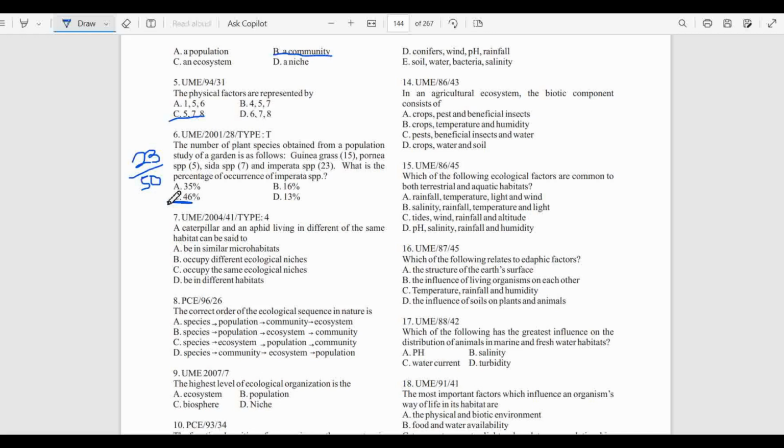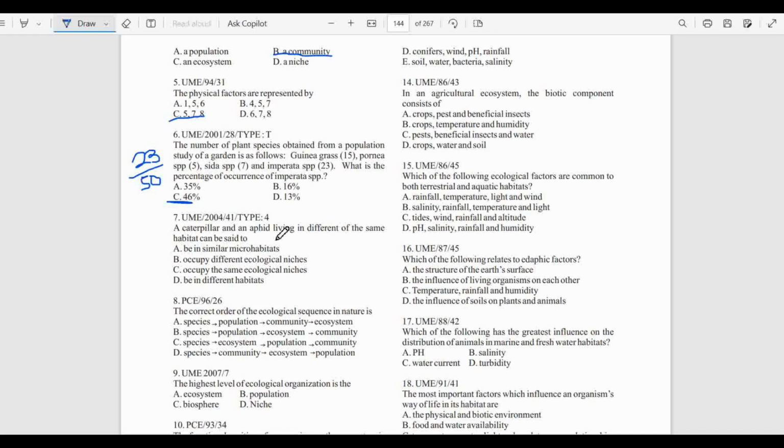of the same habitat. I can't understand. Let me see. I think there's a typographical error here. A caterpillar and an aphid living, I'm sure, in different parts of the same habitat can be said to, okay, let me see if that question makes sense. Okay, I think it says a caterpillar and an aphid living in different parts of the same plant are said to occupy different ecological niche.